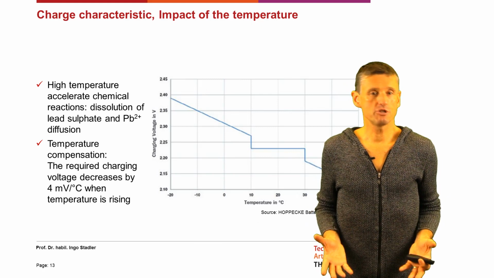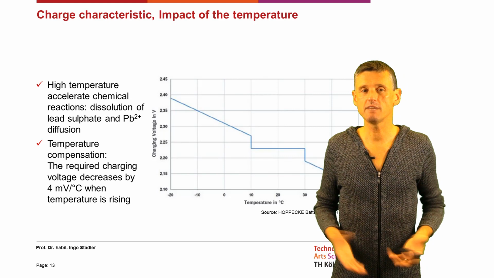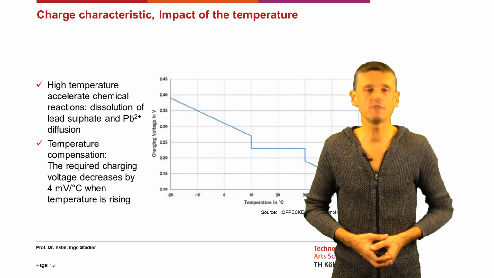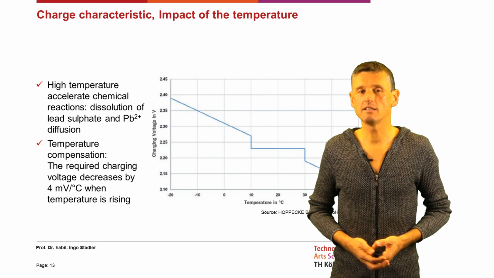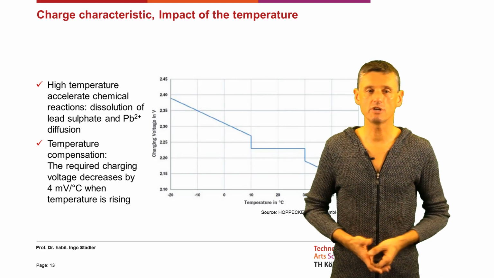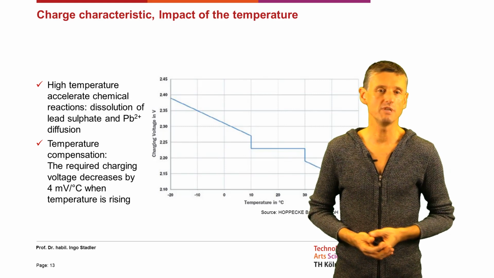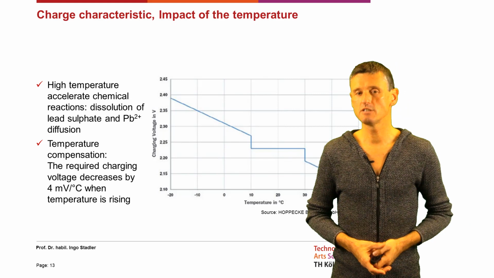Also the temperature has an impact while charging. High temperature accelerates the chemical reactions, dissolution of lead sulfate and lead 2+ diffusion. Temperature compensation is typically that the required charging voltage decreases by approximately 4 millivolt per degree Celsius with a rising temperature.